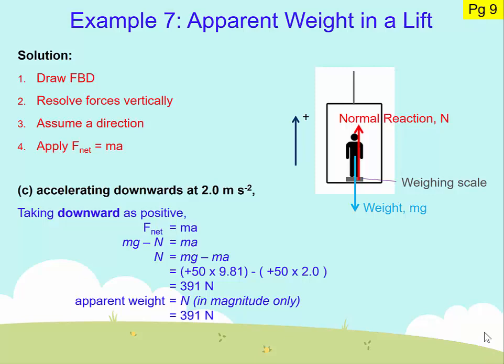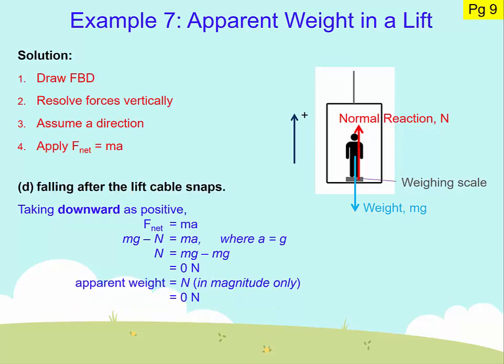Okay, part C, the lift is accelerating downwards at 2 meters per second squared. So now I take downwards as positive. Sorry, the diagram is wrong. You should take downwards as positive. So mg minus N equals ma, and N equals m(g minus a). Right? So substitute in the values, you find that the apparent weight now is 391, which is smaller.